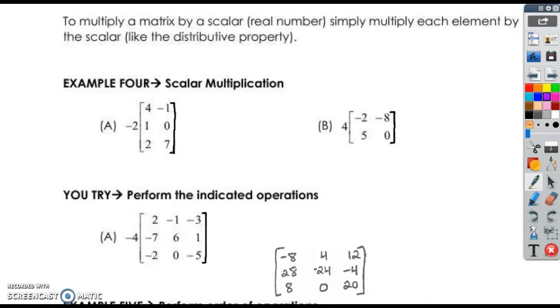So for scalar multiplication, what this means is every element inside these parentheses has to be multiplied by a negative 2. So basically the negative 2 has to be distributed to every element. So that's really it. If I just redraw another matrix with the same order, negative 2 times 4, negative 8. Negative 2 times negative 1, 2. And you just go through.